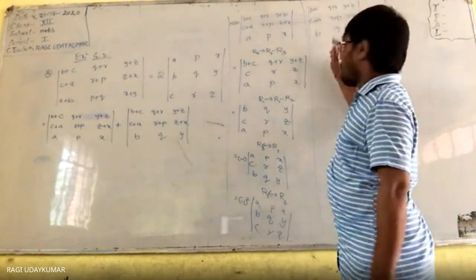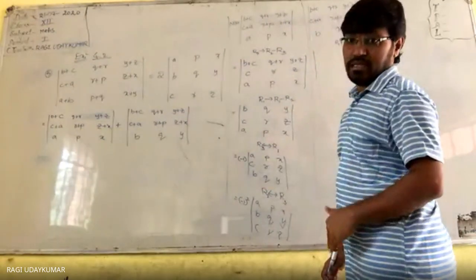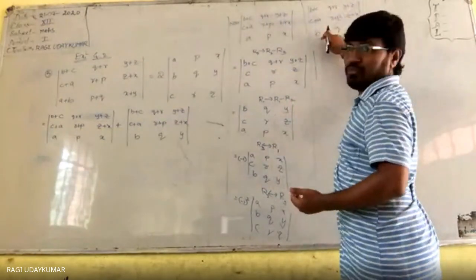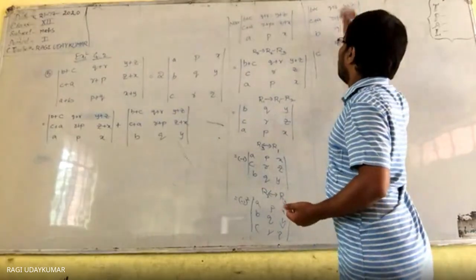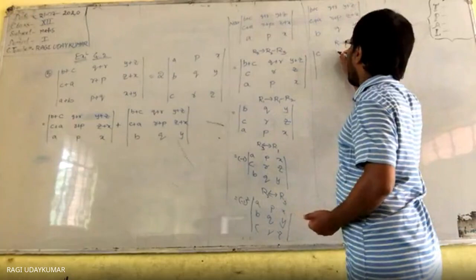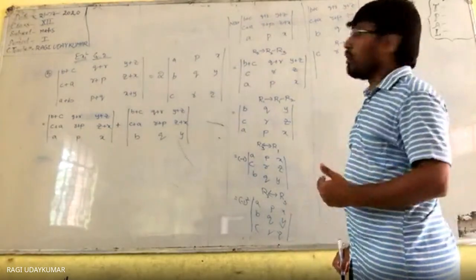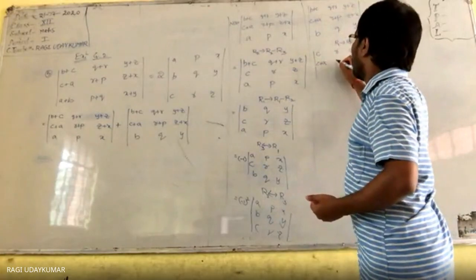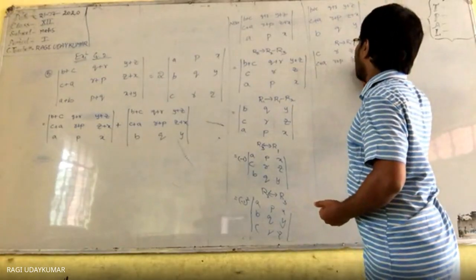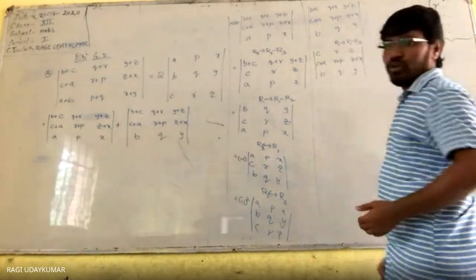I am subtracting this from this. So what do you get? B will go away. B plus C minus B, so what do you get? C. Q plus R minus Q, so R. Y plus Z minus Y, Z. So C R Z. Next C plus A, R plus P, Z plus X. B Q Y.